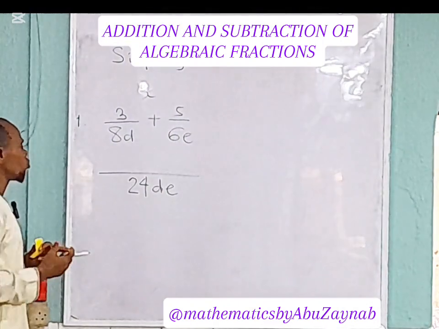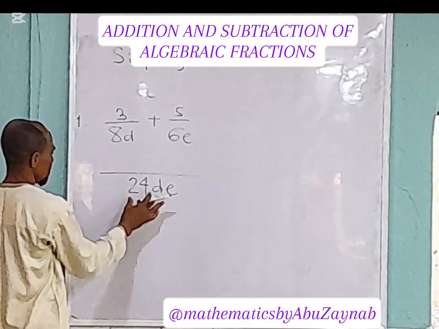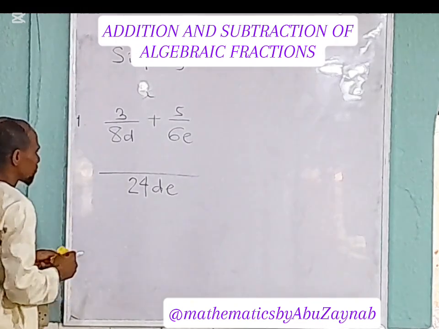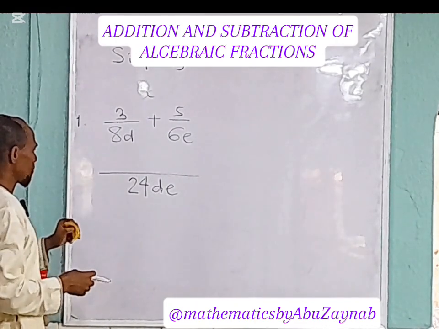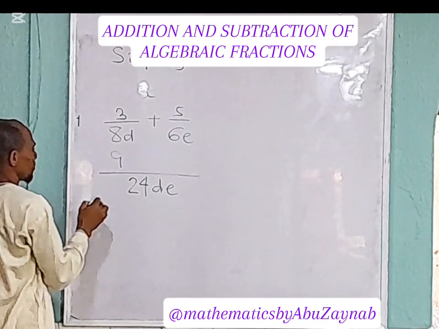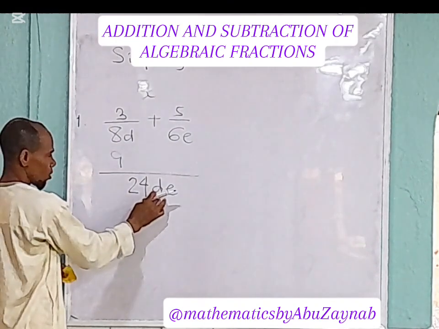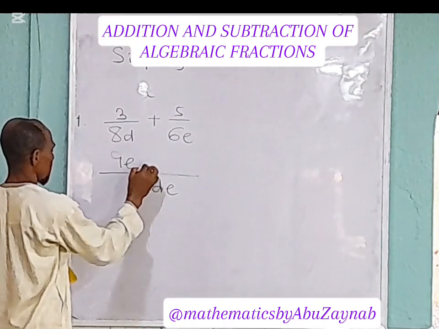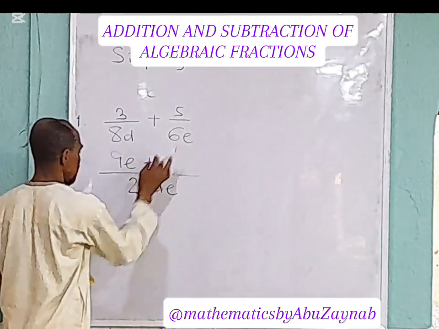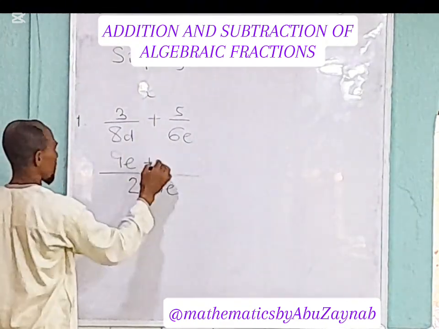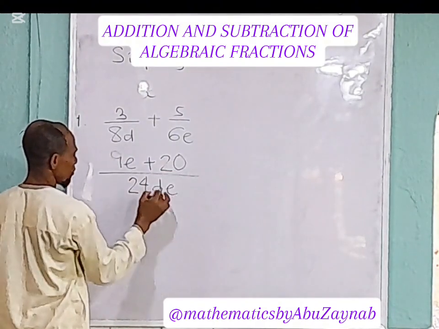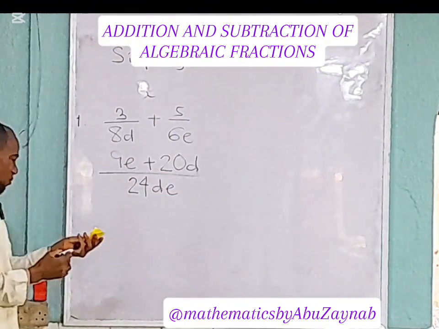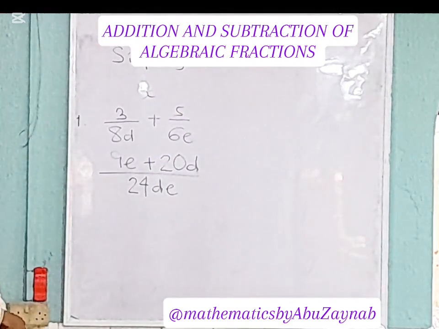Then just like we do in numerical fractions, we divide 24de by 8d. 8 in 24 is 3, times the 3, that's 9. The d cancels out, and we are left with e. Then plus, 6 in 24 is 4, times 5, that's 20, and e cancels e, we have d. And that's pretty much the solution there. It's that straightforward. So the addition is simply 9e plus 20d over 24de.